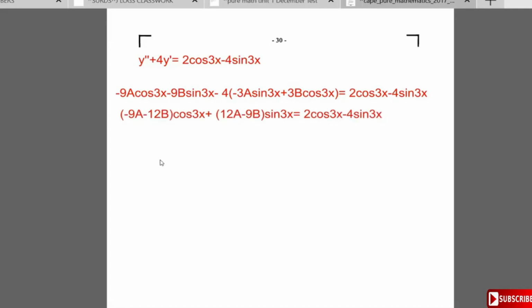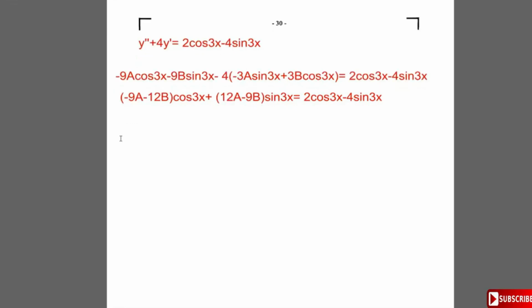Now, since both are equal, we can equate the cosines. So equating the cosines, we're going to get minus 9a minus 12b is equal to 2. And the next equation we're getting is 12a minus 9b, that's equal to negative 4. So now we're going to use these two equations to solve for a and b.